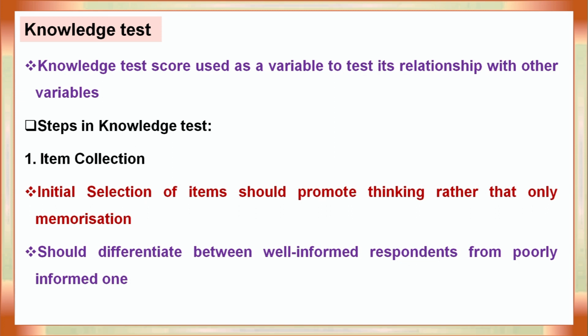The first step of knowledge test development is item collection. Item means the question that should be included in your knowledge test. As I already told, the initial selection of items should not be merely based on memorization. The answers to the questions you are putting should not be based only on facts. They should be based on the critical thinking process, or the question should be such that it can arouse critical thinking within the mind of the targeted respondent. Secondly, the question should be such that it can differentiate between a well informed or knowledgeable respondent and a respondent who has poor knowledge in the subject under research.